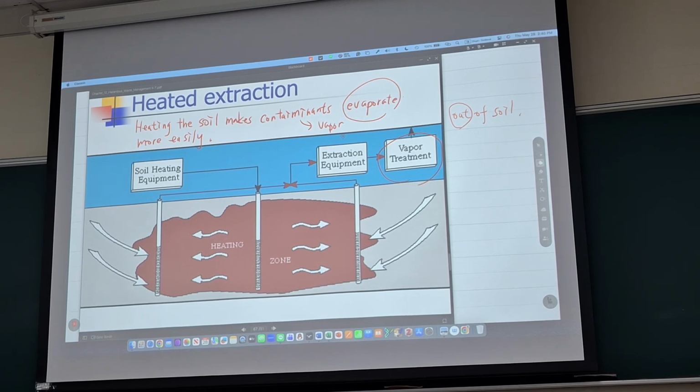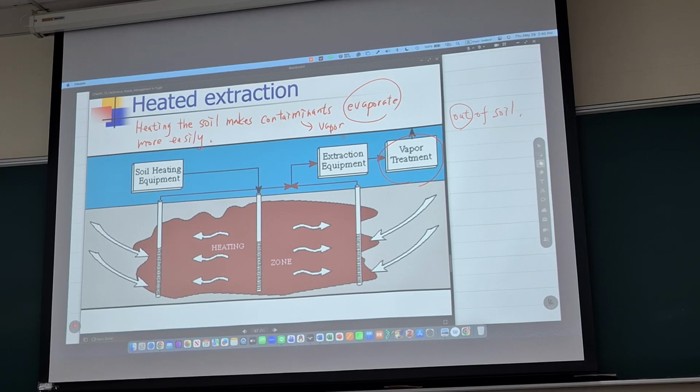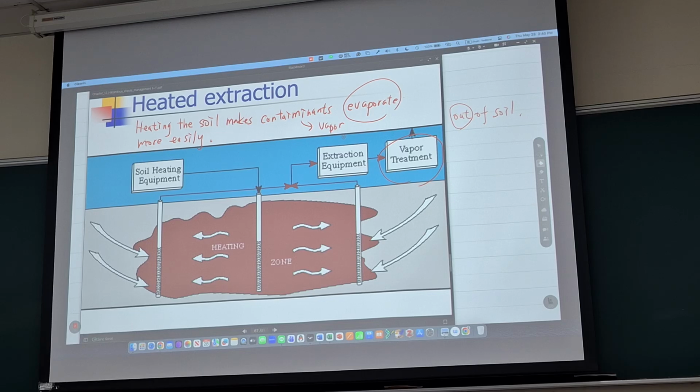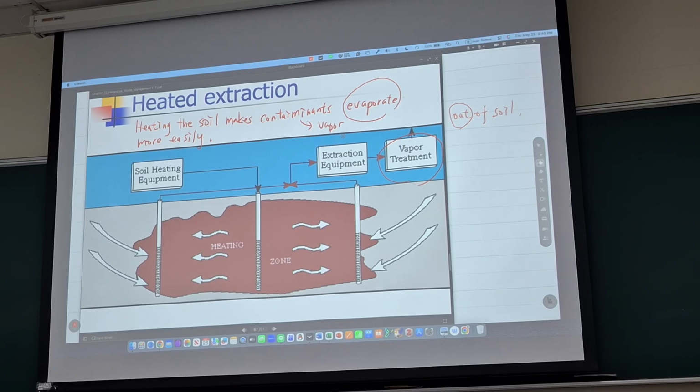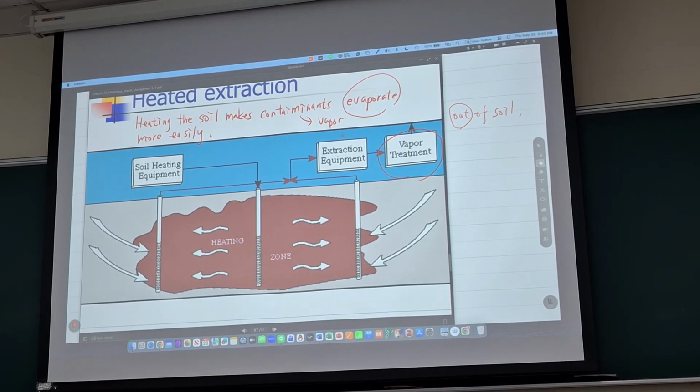So the difference between vacuum and heated extraction: the vacuum one doesn't add any heat. Heat extraction means you need to add heat and extract the vapor. Understand? Everyone okay? So you add heat to the soil, so the contaminants in the soil evaporate and become a vapor.